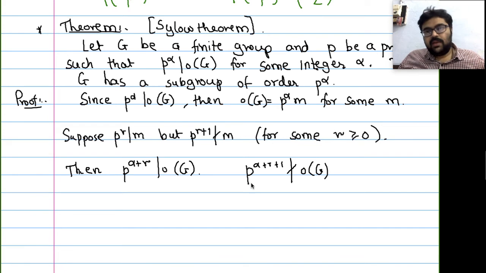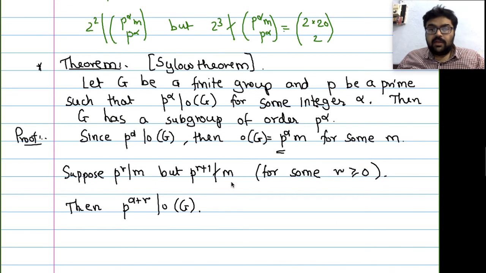Right? Now we have extracted everything, whatever the powers. p power alpha was clearly outside. From m also we take p power r. r is the maximum, so there cannot be any further powers. But we don't need this. We just observe this, so that p power alpha plus r divides order of G.